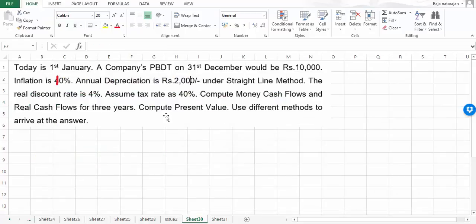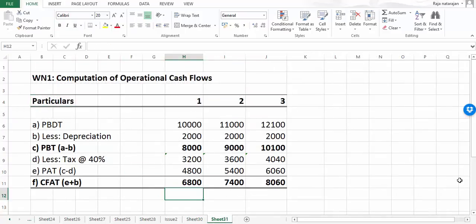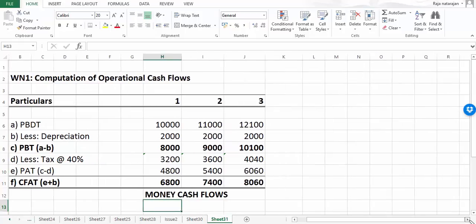In the question, they want us to find the present value. Now, these cash flows basically include inflation. So these cash flows are basically money cash flows, right? So if I want to find the present value of money cash flows, I have to discount the money cash flows at the money discount rate. Only then I will be able to find out present value. So let me put that here.